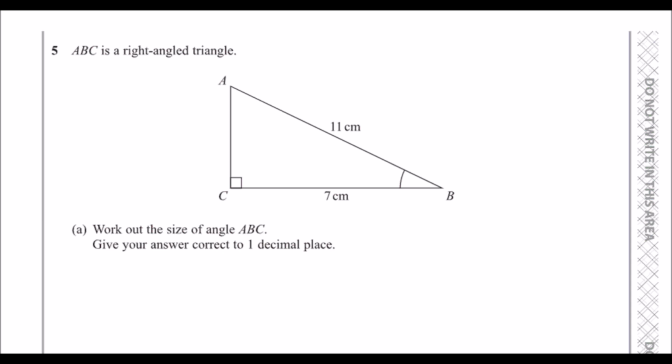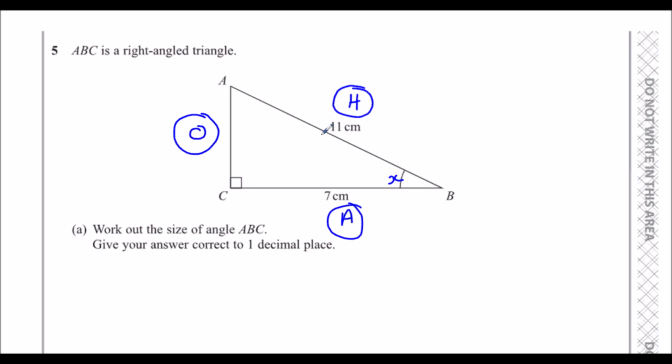Question 5. ABC is a right angle triangle. ABC, so here's angle ABC. Work out the size of angle ABC. Give your answer to one decimal place. So we've got a SOHCAHTOA question. We've got the hypotenuse is the longest side. O is opposite the angle. And adjacent is in between the angle and the right angle.